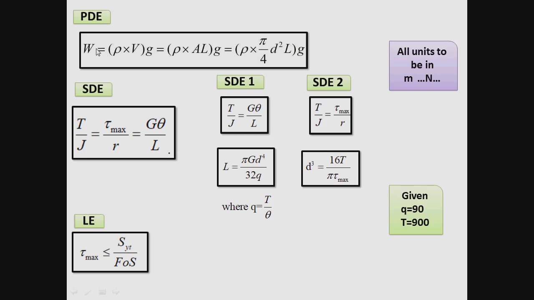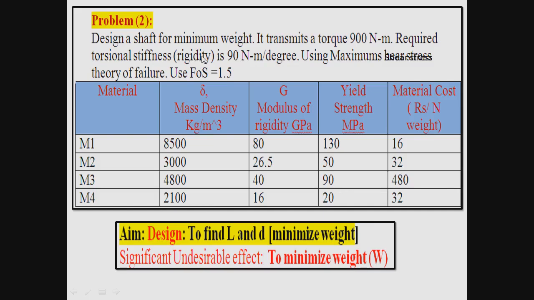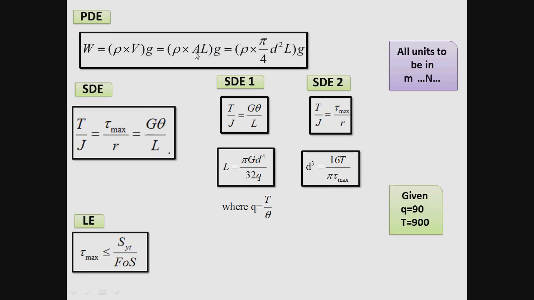So the first thing we need to do is form the primary design equation. Here, what do we need to optimize? Weight. That's why the weight equation is the primary design equation. W is equal to, how to calculate the weight? Mass into G, acceleration due to gravity, M into G. M means rho into V. Rho is density and V is the volume. Instead of V, we write area into length, because it is a shaft. So the volume of the shaft is given by area into length.